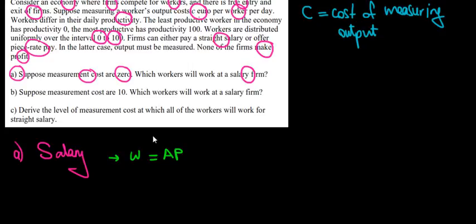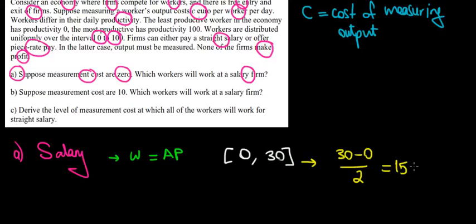Let's suppose that we have a range with the productivity between 0 and 30. What would be the average productivity over here? Well, the average would be the middle value, the midpoint. Meaning we would have the difference between 30 and 0 divided by 2, and that would be equal to 15 euros wage. That would be the fixed salary.